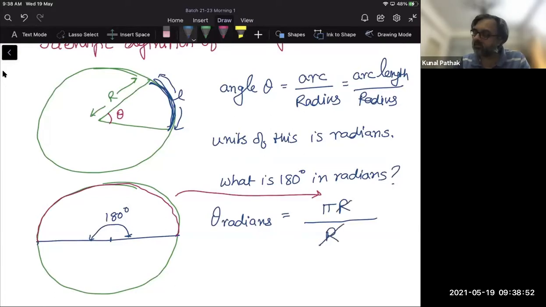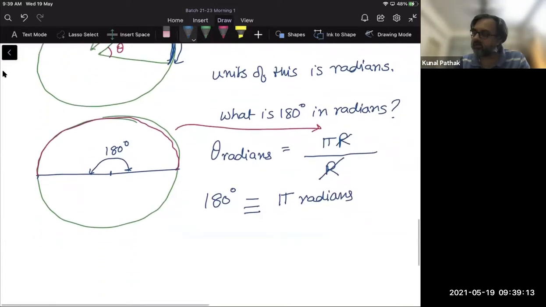So we get 180 degrees is equivalent to pi radians. It's not equal to, it's equivalent to. Okay, 180 degrees is the same as pi radians. Therefore, 90 degrees is the same as pi by 2 radians.